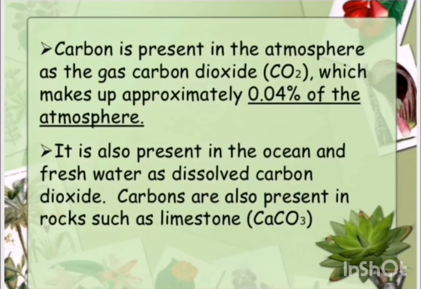Different molecules are present in the atmosphere like nitrogen, hydrogen, oxygen. Carbon is also present in the atmosphere as the gas carbon dioxide, which makes up approximately 0.04% of the atmosphere. It is also present in the ocean and fresh water as dissolved carbon dioxide. Carbon is also present in rocks such as limestone, and its formula is CaCO3.